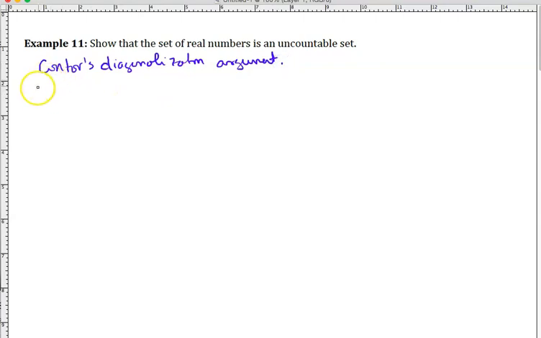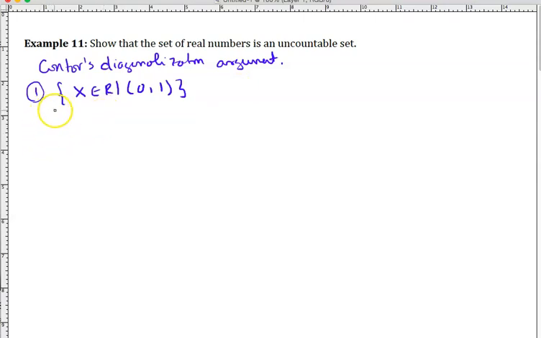First of all, we're going to make an assumption that we're going to look at real number values in the set 0 to 1. We want to show that this set from 0 to 1 is an uncountable set, and then generalize it to all the real numbers, and that's fairly straightforward to do.